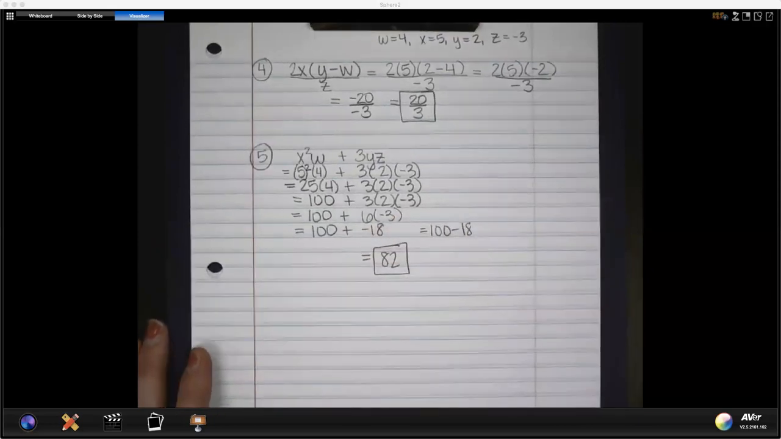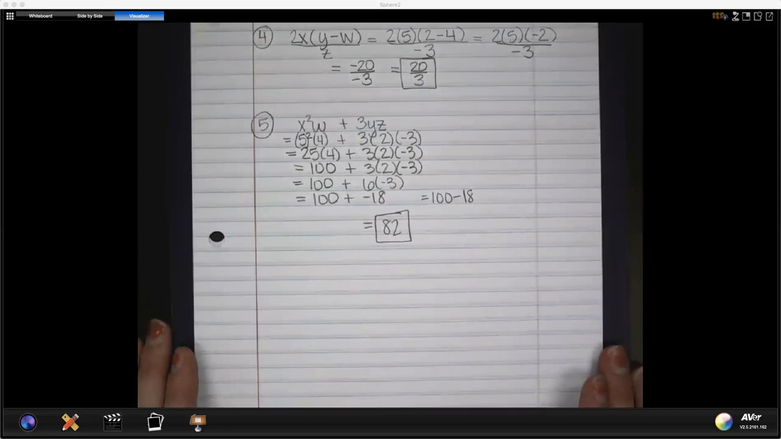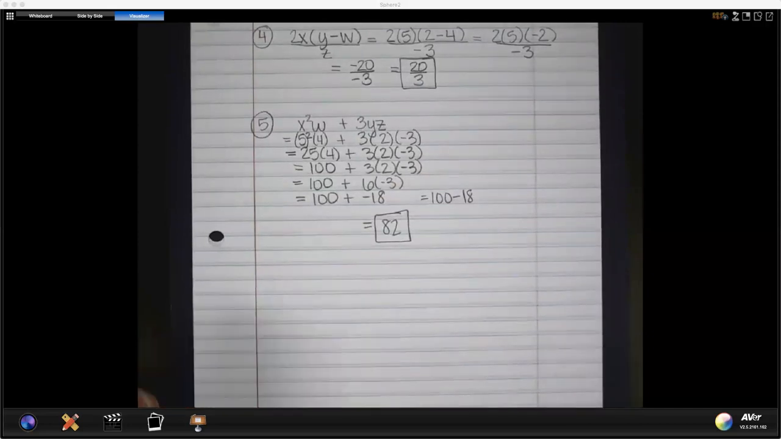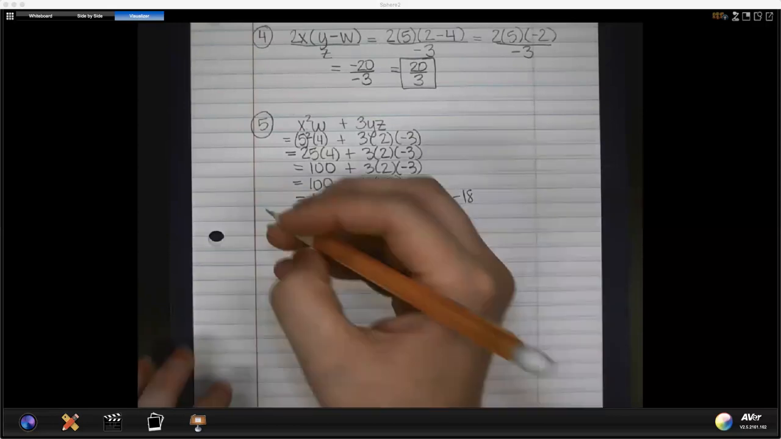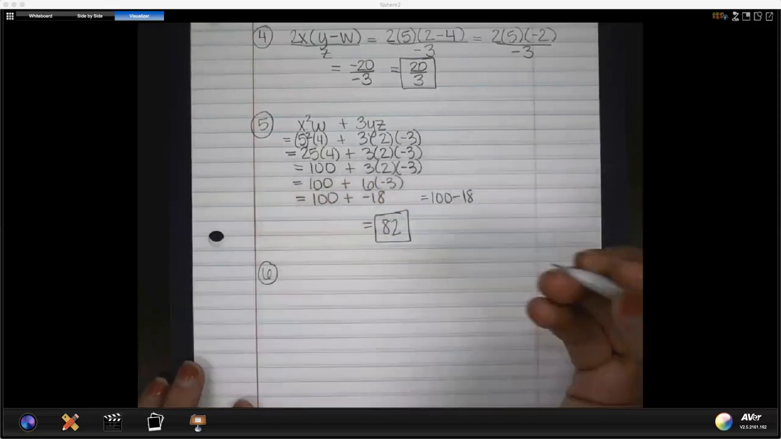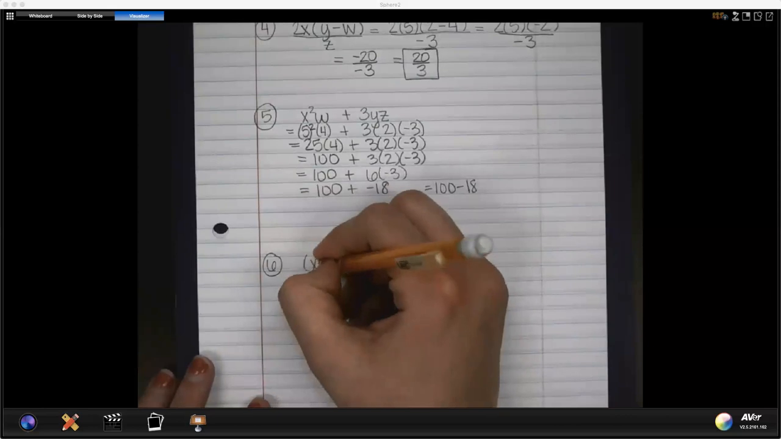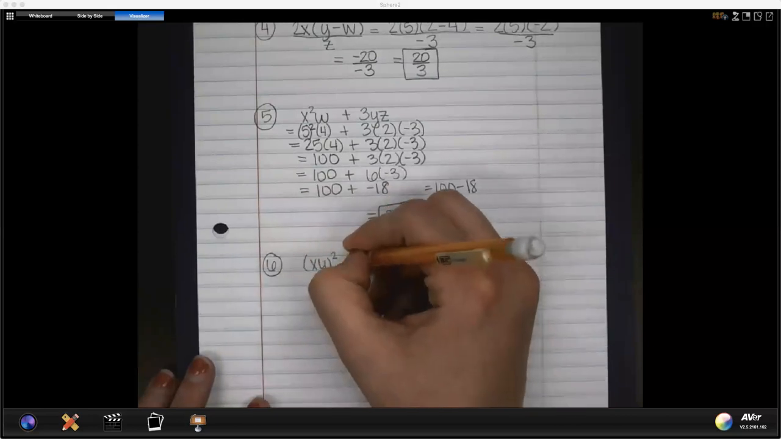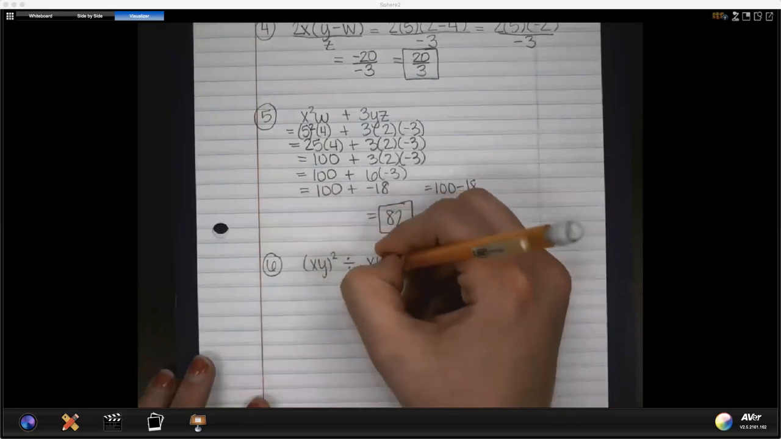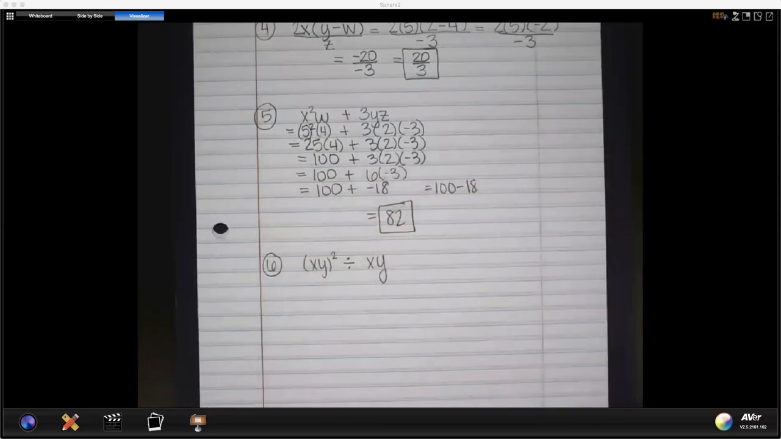Okay, so how many were able to get a value of 82? Okay, good, better than the last one. Those that were unable to get 82, were you able to see where your mistake was or where your confusion is? Okay, try number 6.